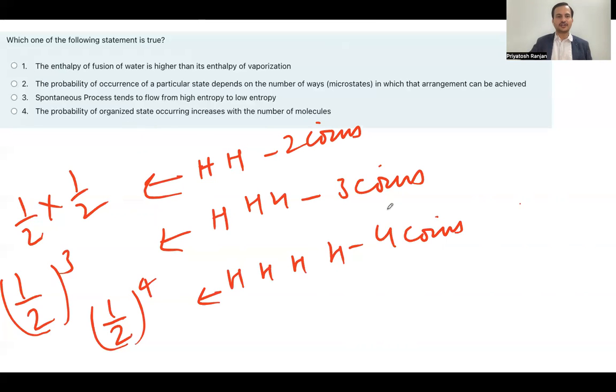Now the probability of organized state, as you all can see, is decreasing and not increasing with the increase in the number of molecules. If I keep on increasing the number of molecules, the probability of organized state decreases. And an alternative statement would be, the probability of disorganized state occurring increases with the number of molecules. So again, which one of the following statements is true? The correct answer is option 2. Next question.